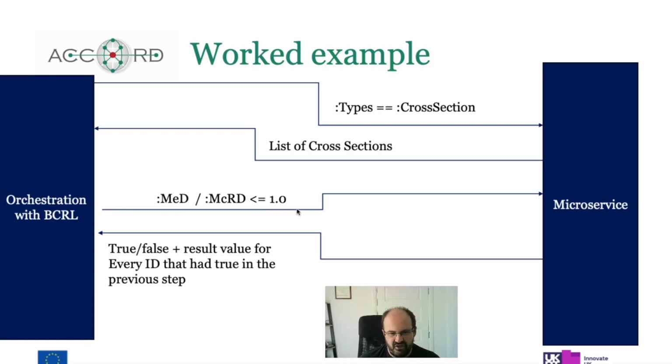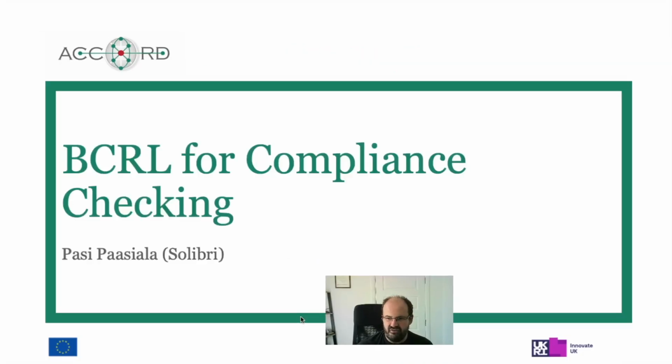This message will be sent along with a list of these cross-sections to the microservice. The microservice will make the calculation and then return a list of true or falses for each cross-section as to whether they comply with this particular structural calculation. If they do comply, then it implies everything is great. If not, then the orchestrator will be able to produce a sensible error message that can be fed into the wider compliance checking process.